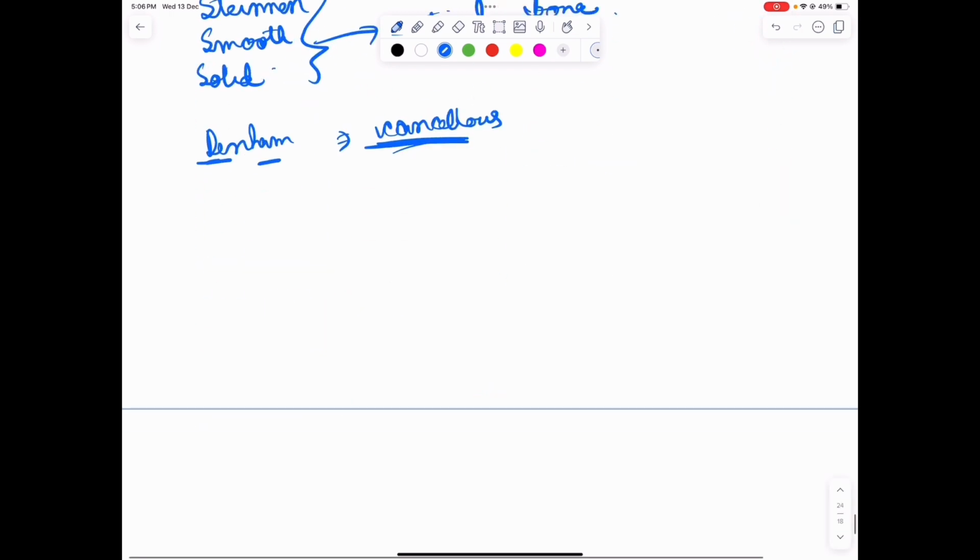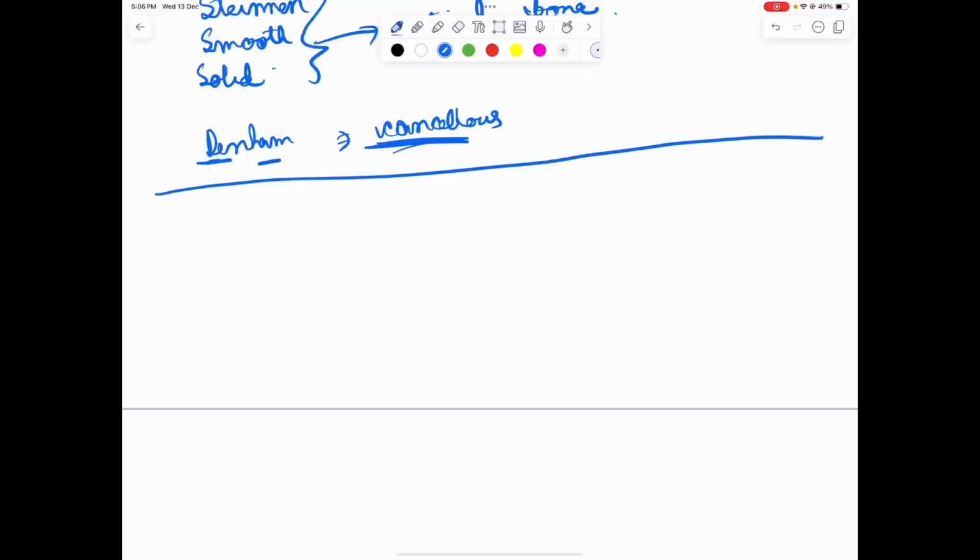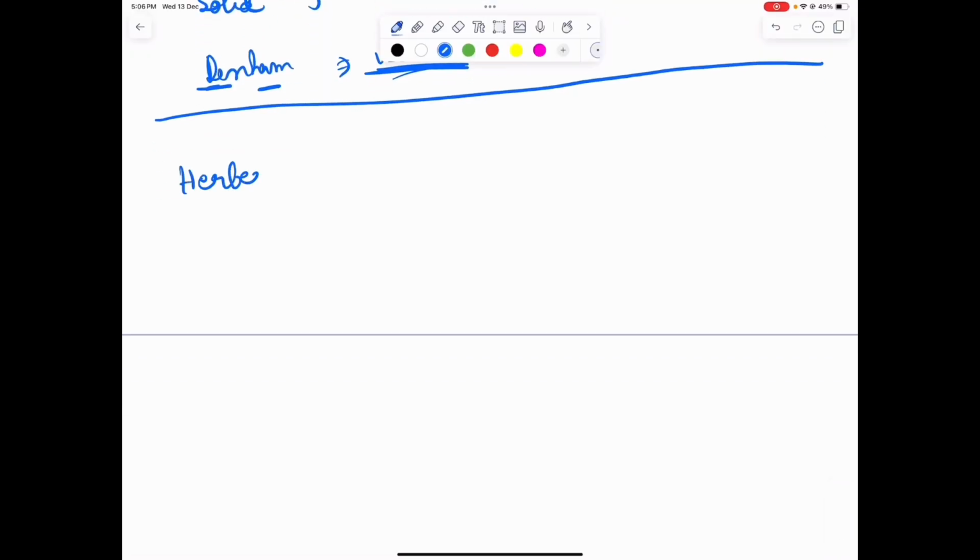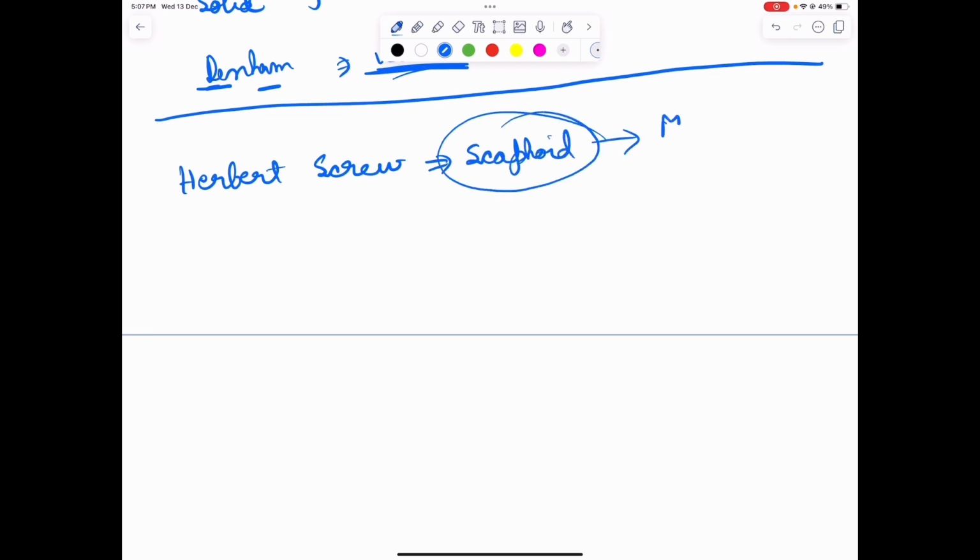Now Herbert screw is for scaphoid. Remember Herbert screw is for the scaphoid. The most commonly fractured bone among the carpal bones is scaphoid. So if you just remember this one thing, that Herbert screw is for the carpal bones, and the most commonly fractured carpal bone is scaphoid. Herbert screw is used for scaphoid bone fracture.